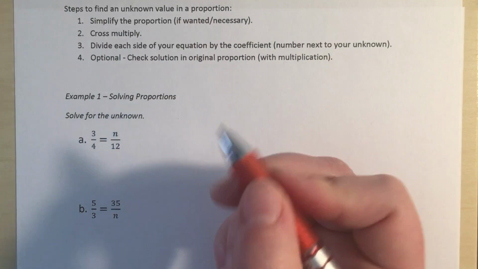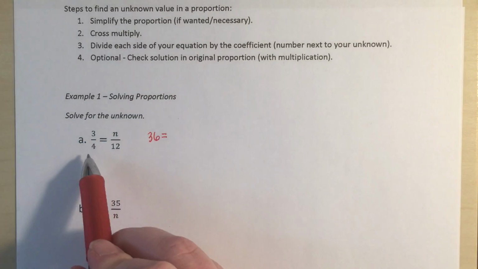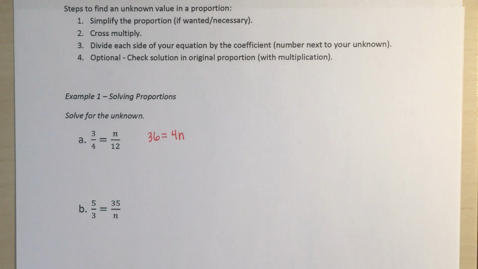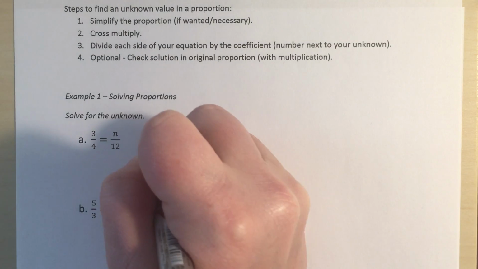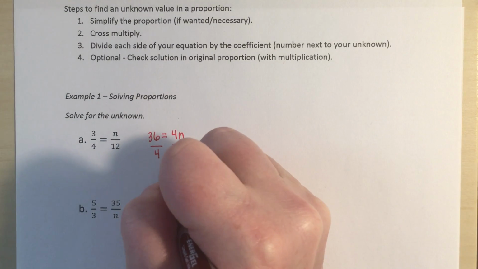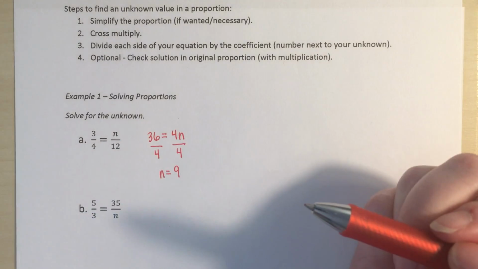3 times 12 gives us 36. And then we're going to set that equal to our other cross product. Our other cross product, 4 times n, is 4n. Now we always divide by the number that's next to our variable, which is our coefficient. So we're going to divide both sides by 4. And our solution for this one, n equals 9. 36 divided by 4 gives us 9.